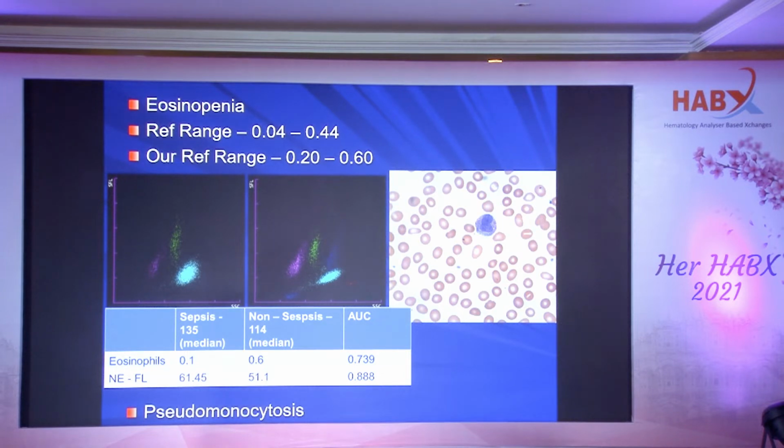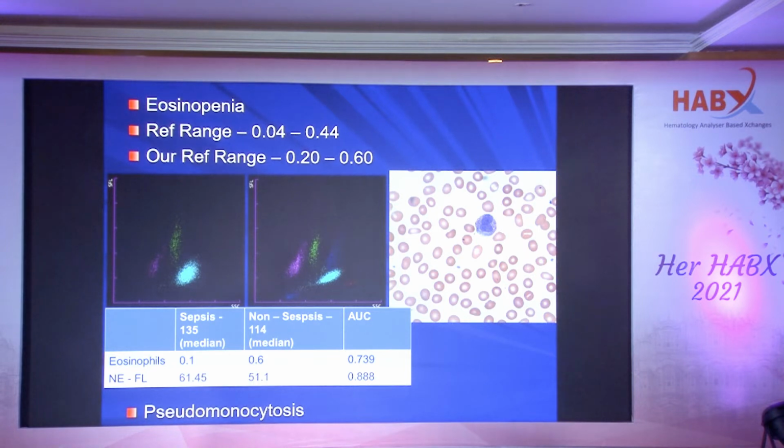Look at this. When we use eosinopenia, the area under the curve for eosinopenia with 0.2 to 0.6, that's our reference range, not 0.04 to 0.44, was a phenomenal marker of sepsis. Simple. Eosinopenia was a good marker of sepsis.